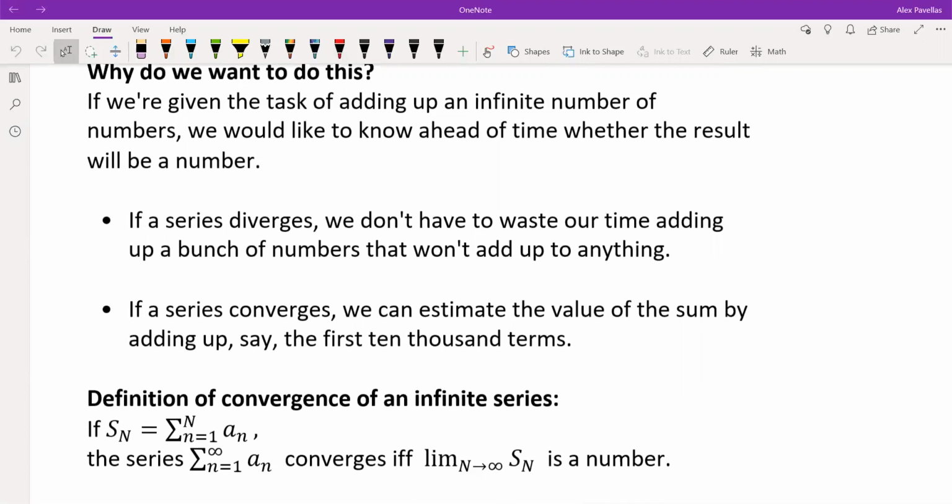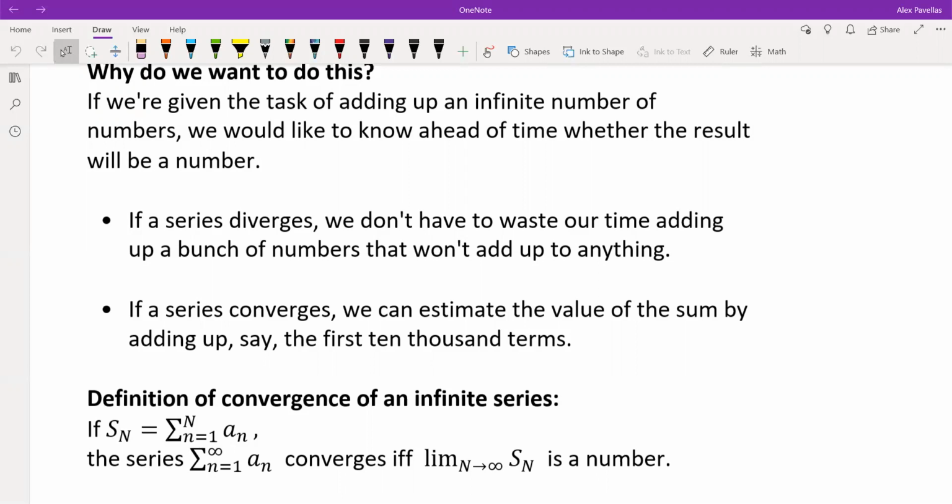And if the series converges, then we can be sure that if we add up some of the numbers, then we will get an estimate for the value of the sum. So we might not be able to figure out exactly what it converges to, but we can get as close as we please by just adding up, say, the first 10,000 terms or however many it takes to get within our desired error.